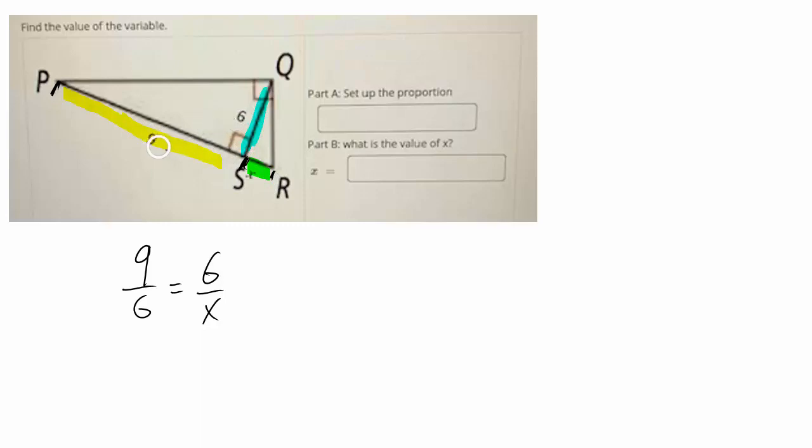The long part of the hypotenuse of the big triangle divided by its altitude is equal to the altitude divided by the short part of the hypotenuse that gets split by the altitude.